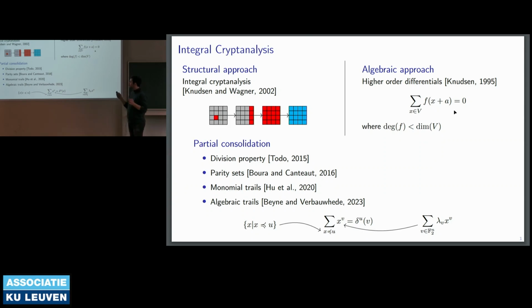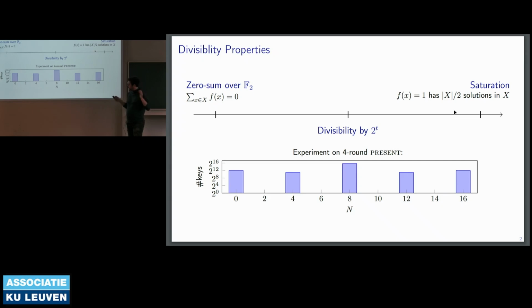So there's one big problem with this, and that is that all the recent constructions are defined over F2. So the only properties we can describe are zero sums over F2. On the other hand, the original integral cryptanalysis had these saturation properties. In the end, you end up at a zero sum, but in between you had saturation. And this on its own is a significantly stronger property, because it basically implies that a single output bit will be 1 half of the time and 0 the other half of the time.